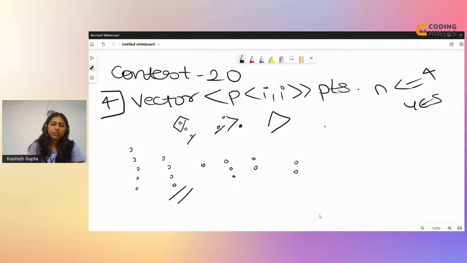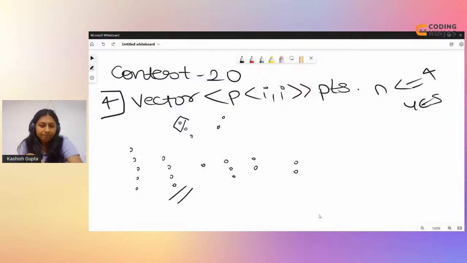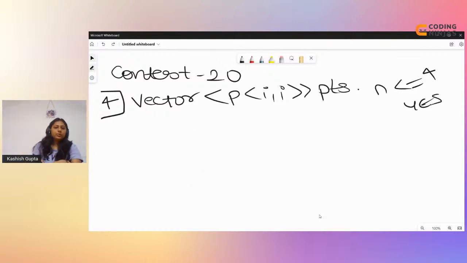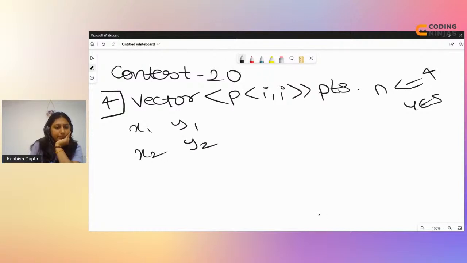So when n becomes greater than 4, that is when we have to find out कि सब पॉइंट्स बेसिकली दो लाइन बना रहे हैं कि नहीं। हम्म, दो लाइन बना रहे हैं कि नहीं। अब so there are points x1, y1, x2, y2, x3, y3, x4, y4, x5, y5.